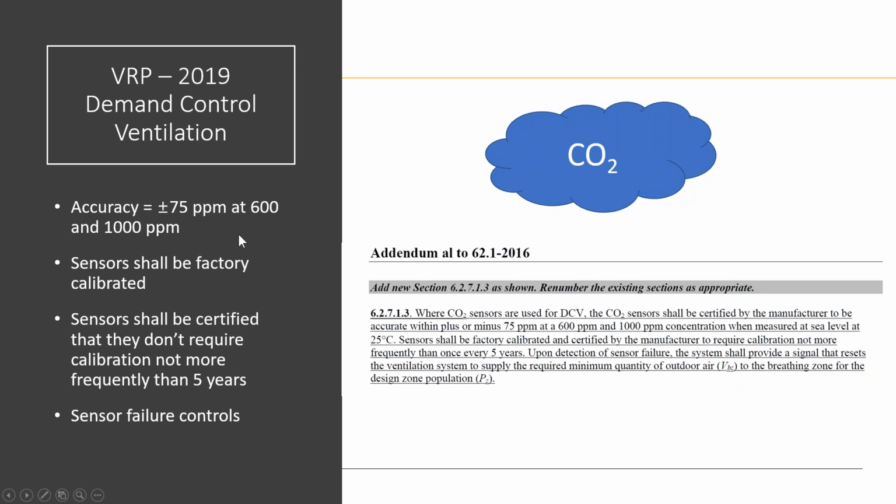There is a requirement about accuracy. Sensors need to be calibrated. They need to be certified. They don't need calibration more frequently than every 5 years. And finally, you need to put in sensor failure controls. So if they fail, you need to go back to the full design, which is the VRP.